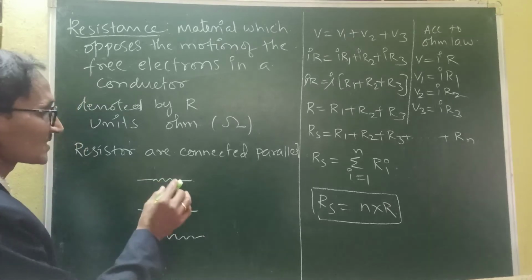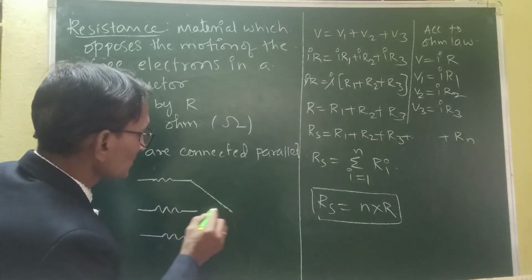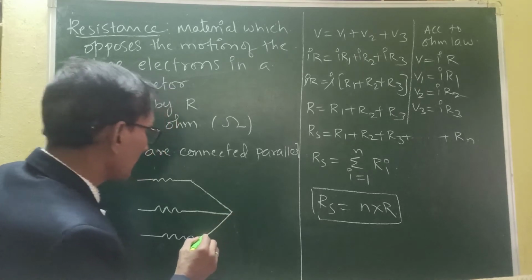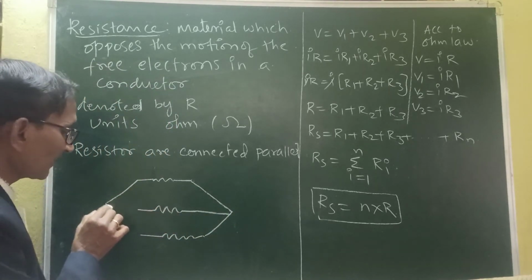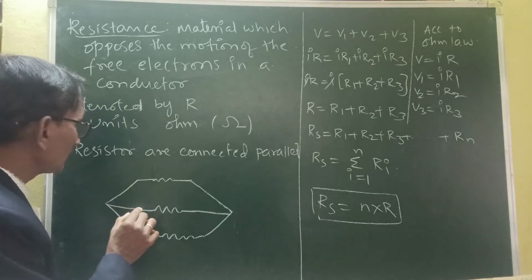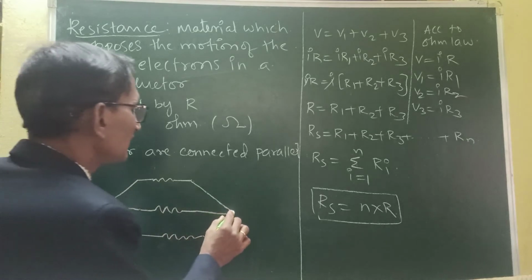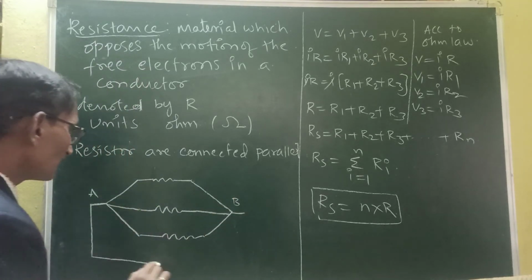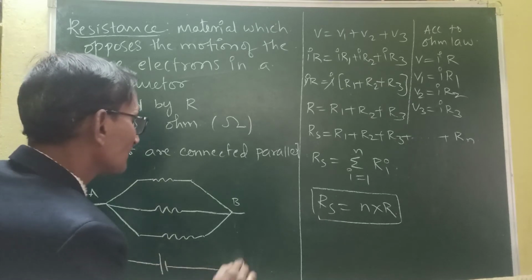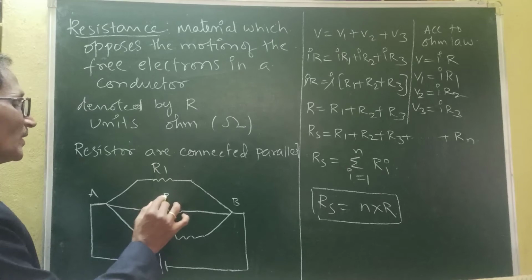These 3 resistors, one ends are connected to one terminal of the battery, and the other ends are connected to the other terminal of the same battery. So we take terminal A and terminal B. These two are connected to the poles of the battery. Then such a combination is called resistors connected in parallel combination.